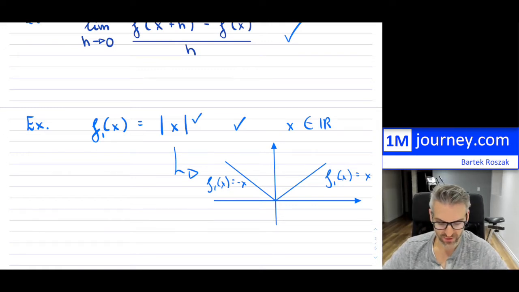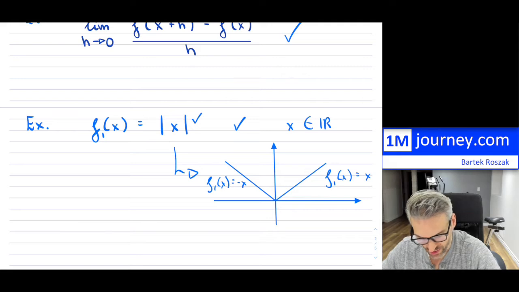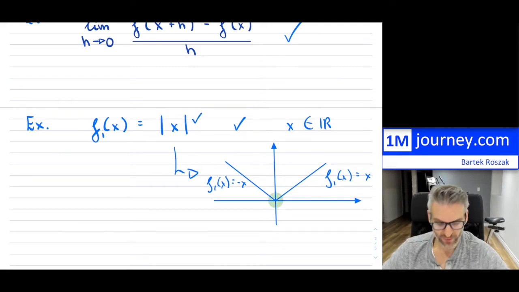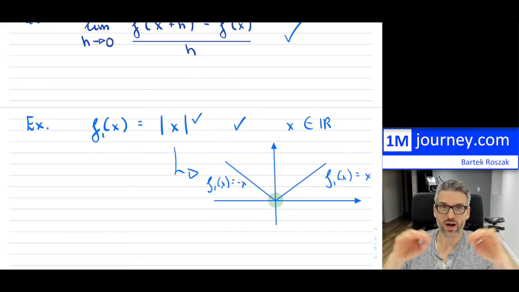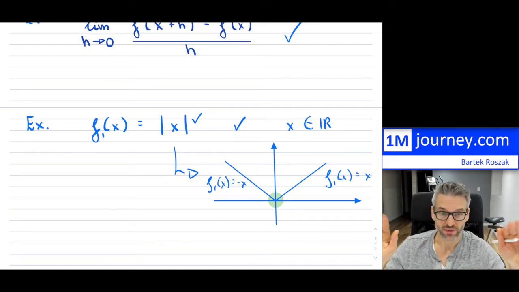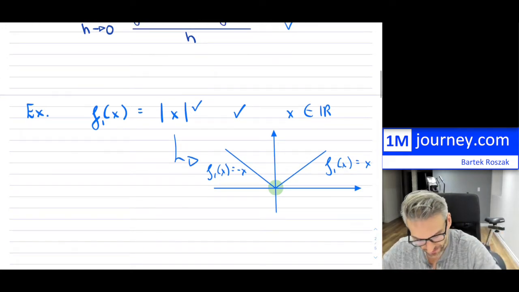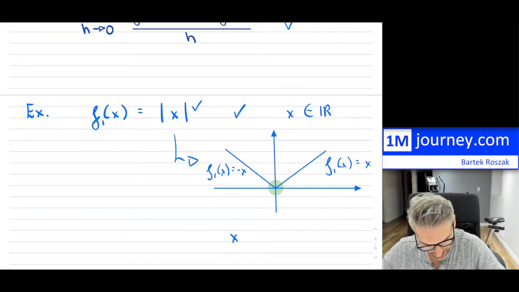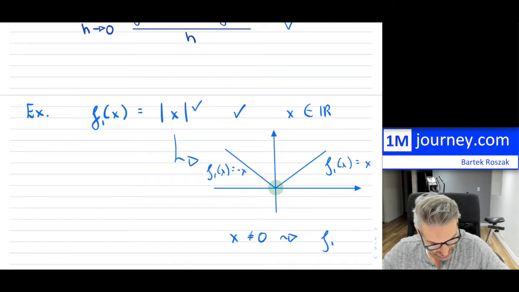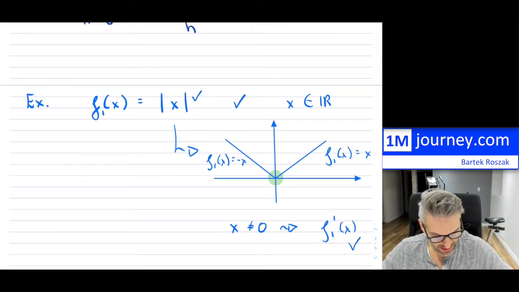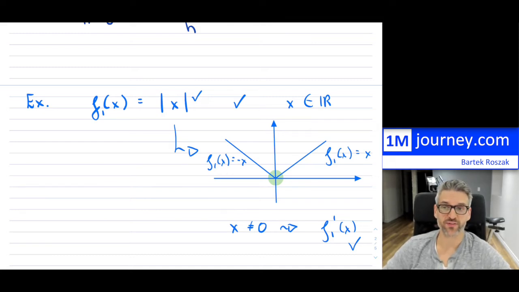So the absolute value is this. Now, what's interesting is what happens here at 0. For everywhere that we have x not equal to 0, the derivative of the function f does actually exist, because it's nothing else but a line, and we can find it, we'll go over that. But I want to concentrate on this point 0.